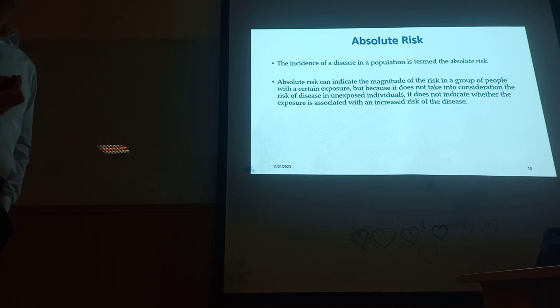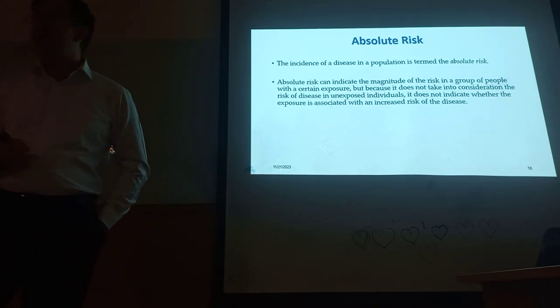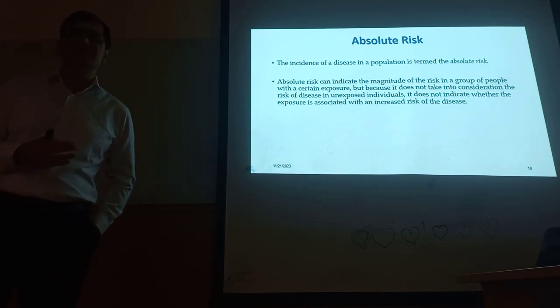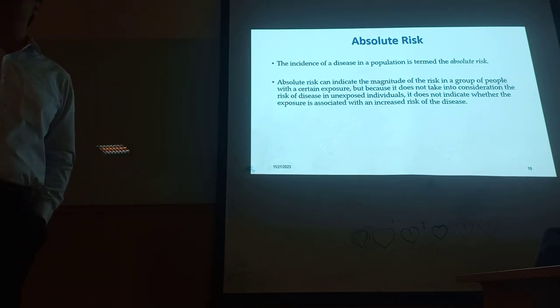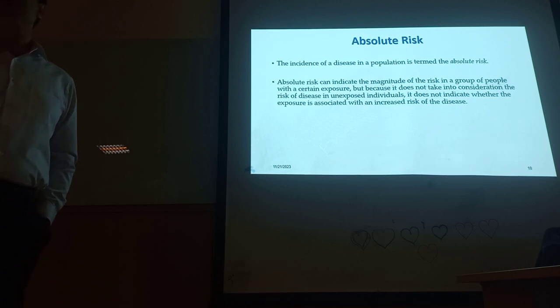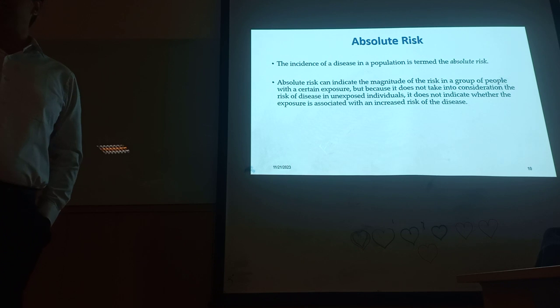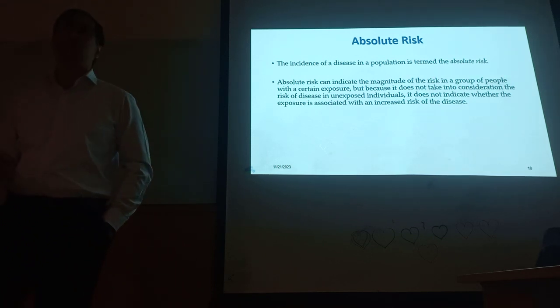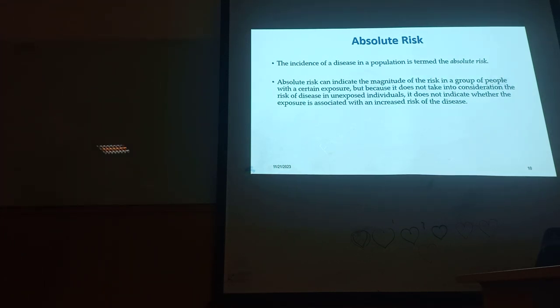An absolute risk can indicate the magnitude of the risk in a group of people with certain exposure. What is the risk of getting disease for those who smoke? You know, 50% of those who smoke die from different diseases. So the risk of dying from smoking for those who smoke is 50%. Did you know that? That 50% of those who smoke will die from smoking during their lifetime. All of those who don't smoke will die from other causes.